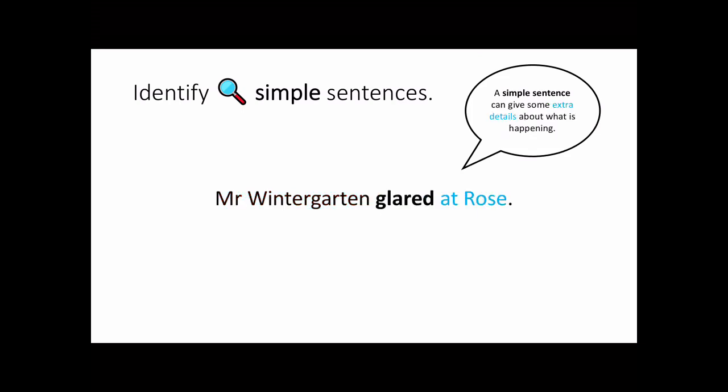A simple sentence can give some extra details about what is happening. In this case, it tells us who Mr. Wintergarten glared at. Mr. Wintergarten glared at Rose.